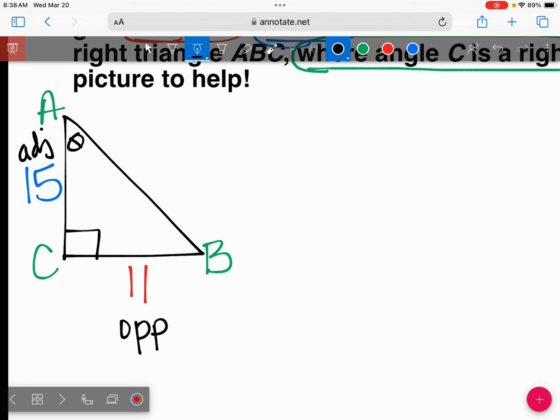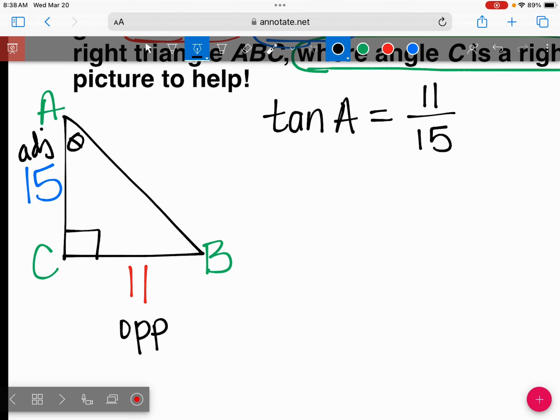So if there's anything you should know moving into the next test, it would be SOHCAHTOA, because that SOHCAHTOA helps you remember what ratio you're using. So I know that the tangent of angle A is going to equal opposite over adjacent.